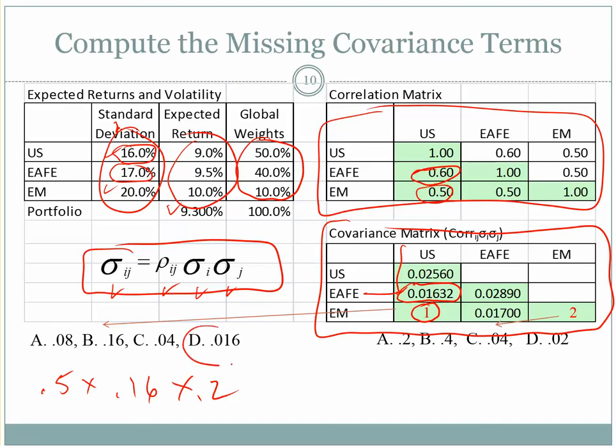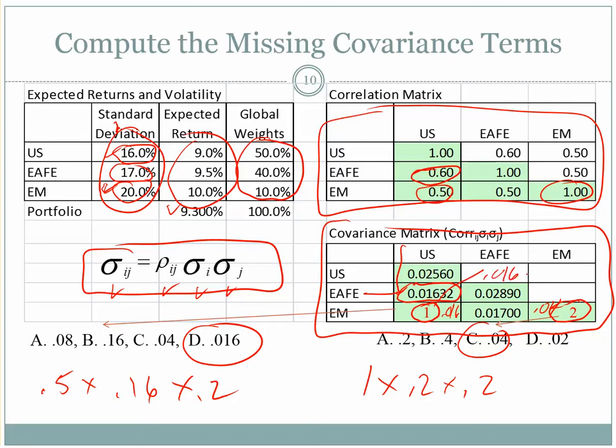And that would be 0.016. And if we're looking for, say, the covariance term here, it would just be the correlation between EMA and EMA times the standard deviation of EMA times the standard deviation of EMA, which is 0.04. Or you can also know that the covariance between EMA and EMA is by definition the variance of EMA, so it's just sigma squared, 0.2 times 0.2. And then you could repeat these numbers up here.